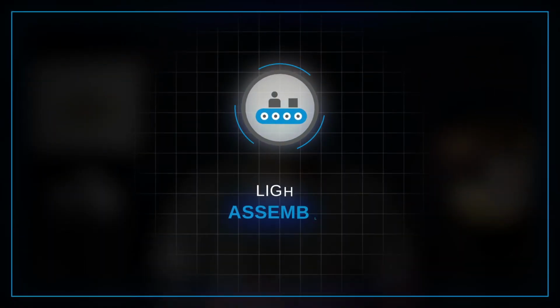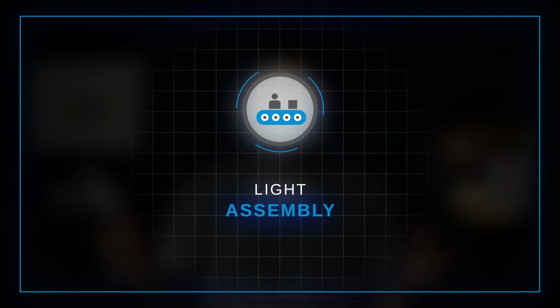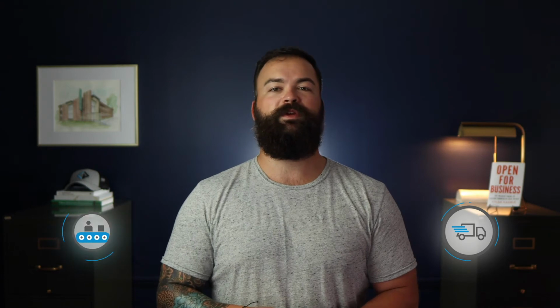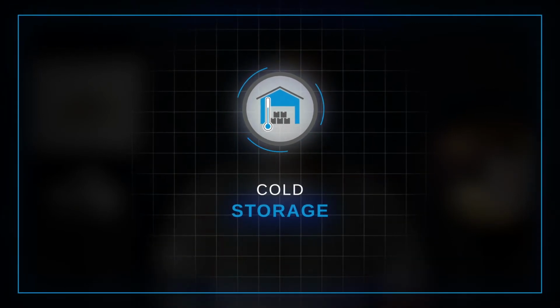Light assembly. Light assembly industrial has a fair amount of crossover with flex space, but unlike heavy manufacturing, light assembly space isn't typically utilized to manufacture materials, simply to assemble them and ship them out to distribution centers. Like flex space, light assembly can also be used for storage and office space, so think call centers or data centers. Cold storage. Cold storage and refrigeration warehousing is exactly what it sounds like.